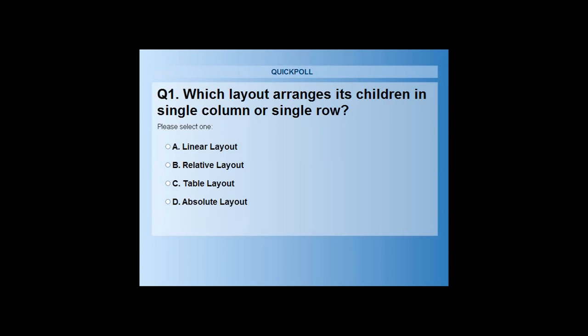Is it the linear layout? Is it the relative layout? Is it the table layout? Or is it the absolute layout? You can just cast your votes against the question here. The options are the linear layout, the relative layout, the table layout, and the absolute layout. So which layout arranges its children in a single column or a single row?